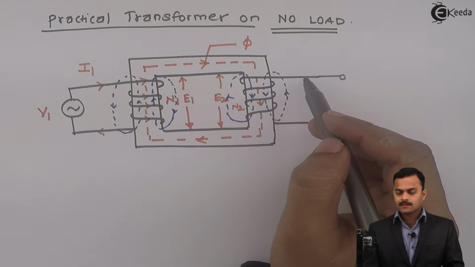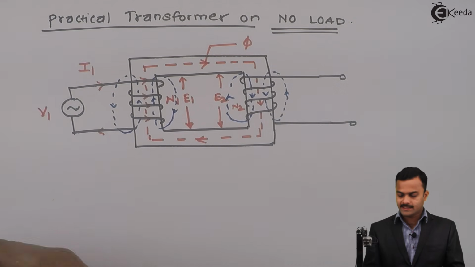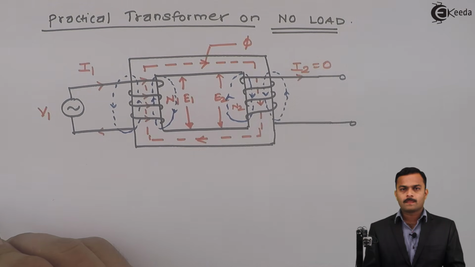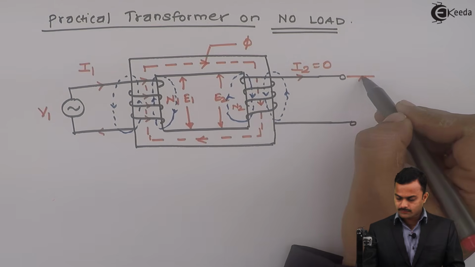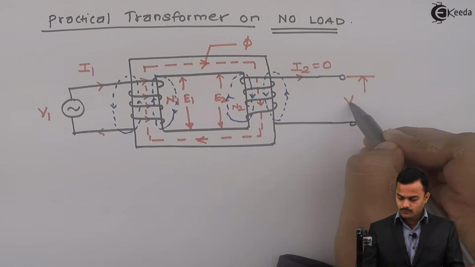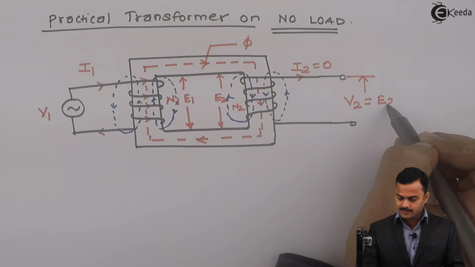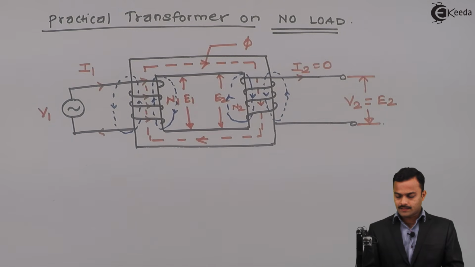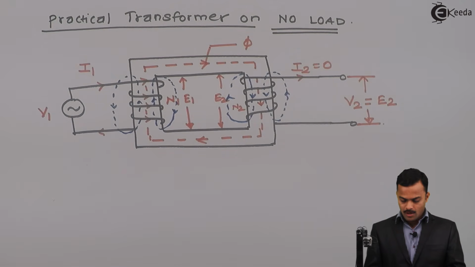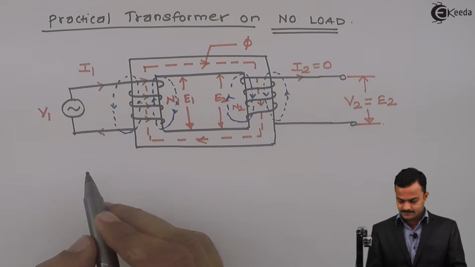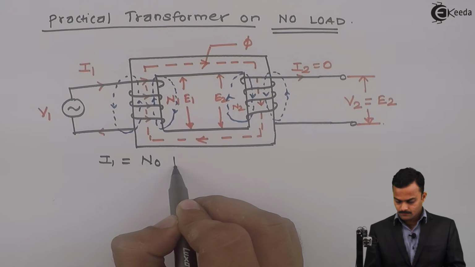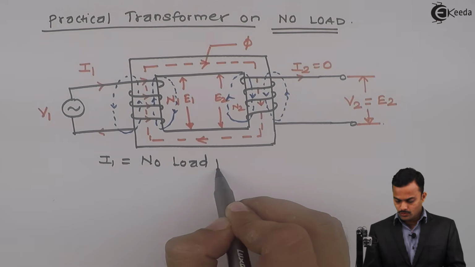Now, I am keeping this winding open circuited, hence the current flowing over here, I2, equals 0, because of which the voltage, which we call the terminal voltage V2, is the same as the secondary side induced EMF E2. So, this is what is happening at no load. There will be I1 current. This I1 I will call the no load primary current.